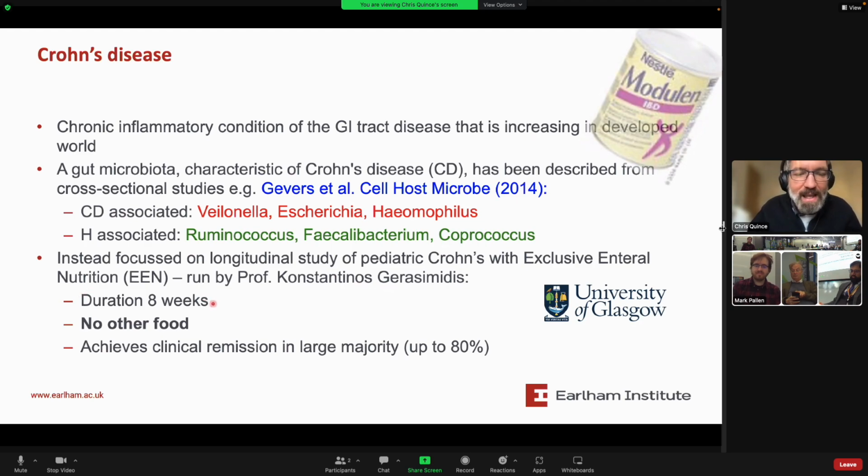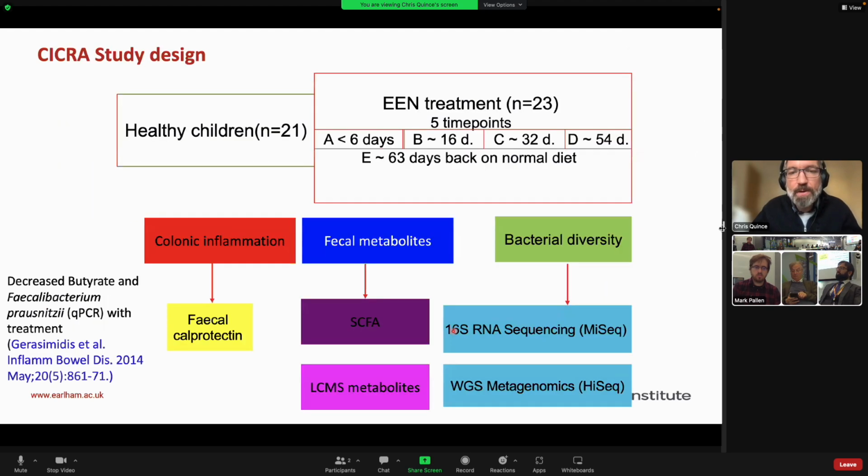You have to have this EEN for 8 weeks, no other foods, and it induces clinical remission in the majority of cases, 80% or so. So what we wanted to look at is how the microbiome changes during the course of this treatment. And we had 21 controls, and then around 23 subjects, and 4 time points from those subjects.